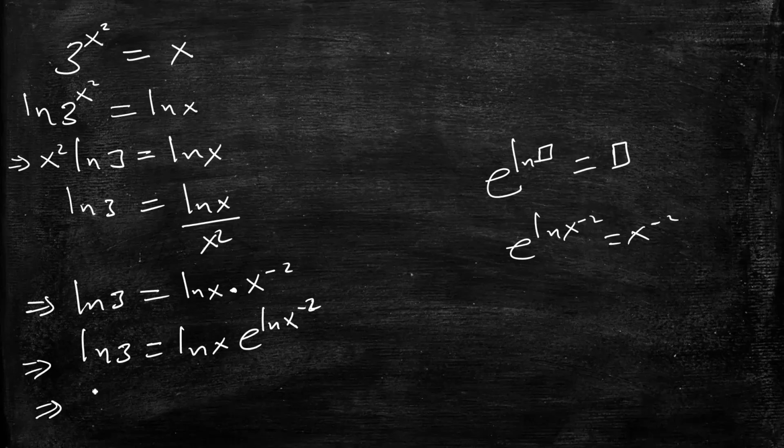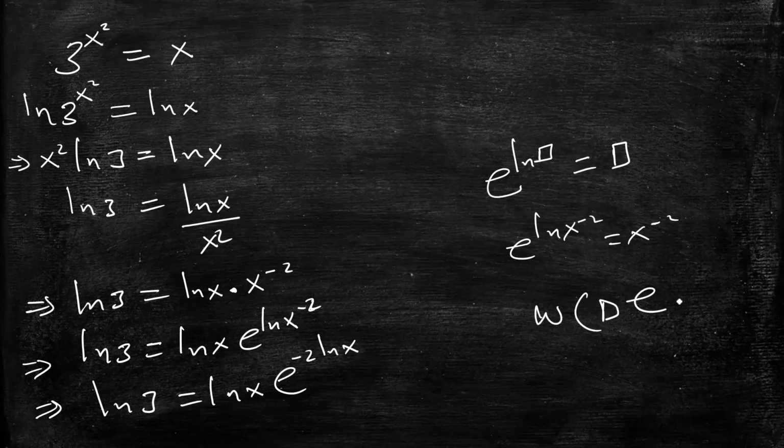So the next step: this one is a power rule. So we can say ln of x e raised to minus 2 ln of x. Now with the Lambert W function, we have ln of something, so what we have here must be what is here. Let's check. We have negative 2 ln of x, but there is no negative 2 attached to this.